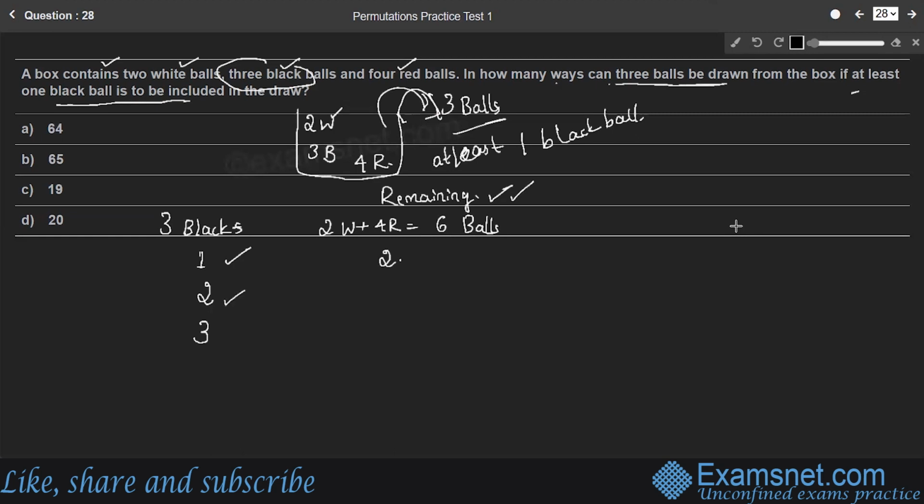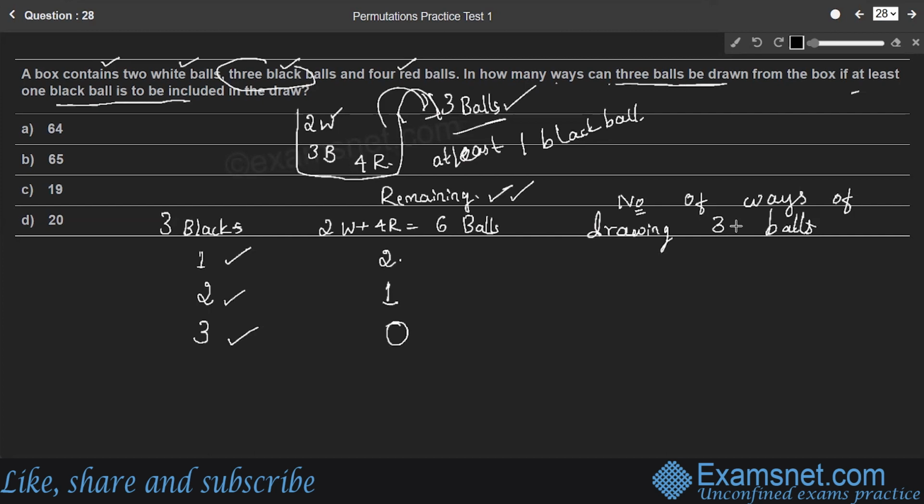If 2 black balls are drawn, the remaining ball will be 1, so that we have to draw totally 3 balls. If all the balls drawn are black balls, there are no balls drawn from the remaining part, because already we have drawn 3 black balls. So we'll consider the number of ways of drawing all the 3 balls.